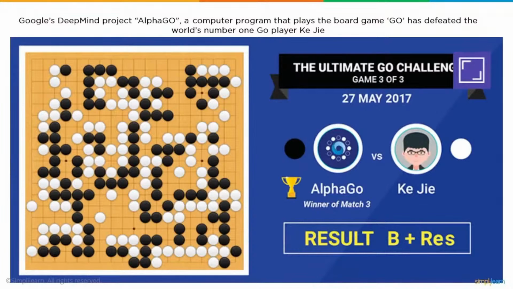And what makes this so important is that Go is a game, so it's not like you're driving a car or something in our real world, but they are using games to get the machine learning program to learn. They want it to learn how to learn. And that is a huge step.